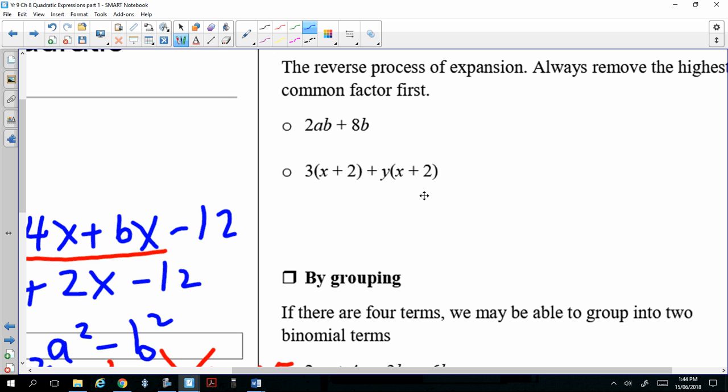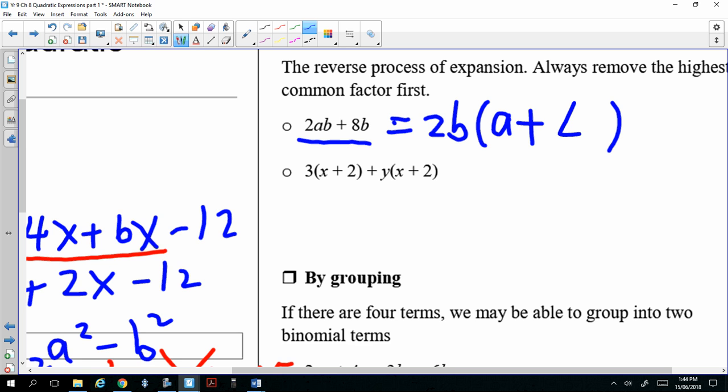Okay, this one, what's the common factor between 2ab and 8b? b and 2b. Okay, so what you do is, once I took the 2b out, what's left over inside the bracket? 4. a plus 4. Yep. And then that's it. That's done. That's the answer now.